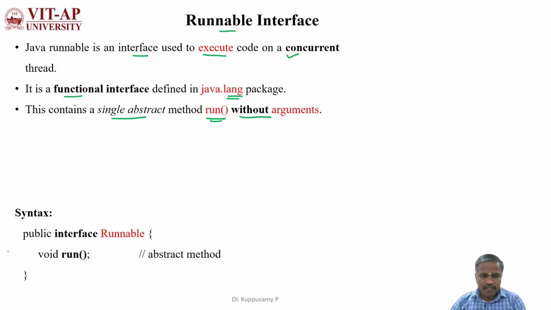As per this, the syntax is given: public interface Runnable. This has the method run, which does not take any argument, and this method ends with a semicolon. That means it does not have a body, right? So this method is equivalent to an abstract method. Already we know the interface concept. The interface will have any number of methods, right? Those methods will not have a body, so those methods are equivalent to abstract methods.